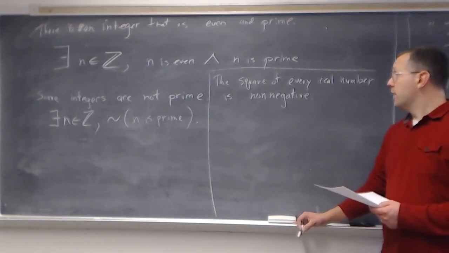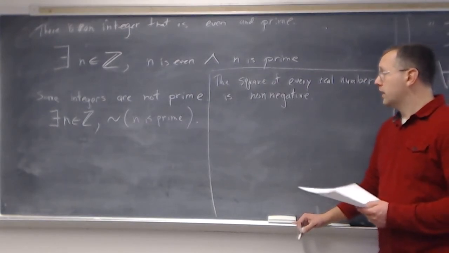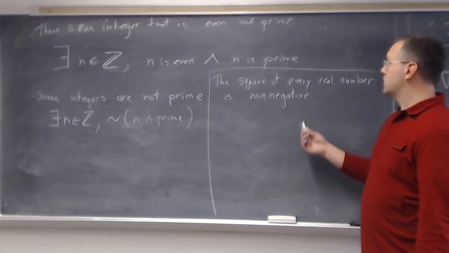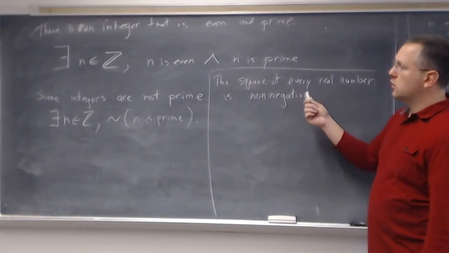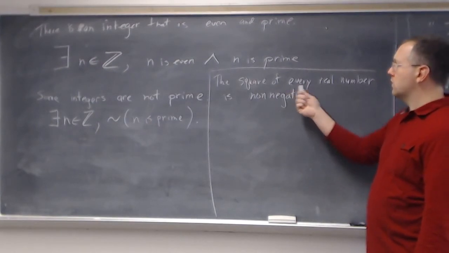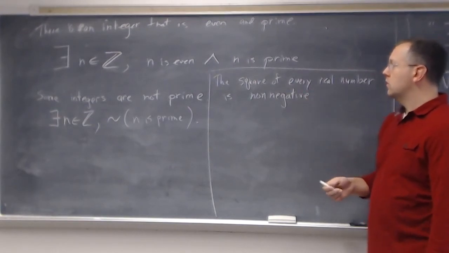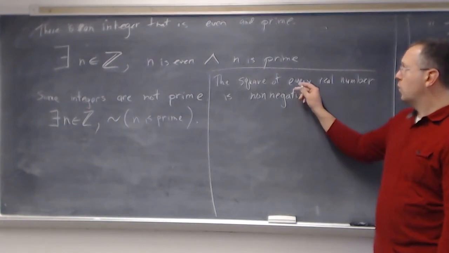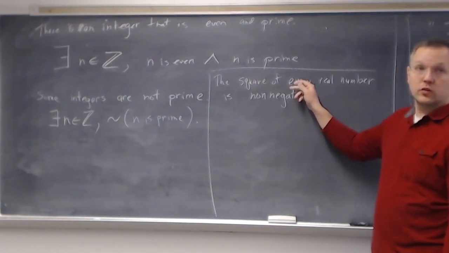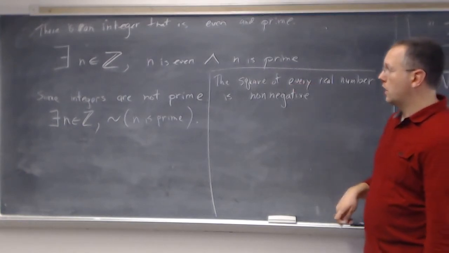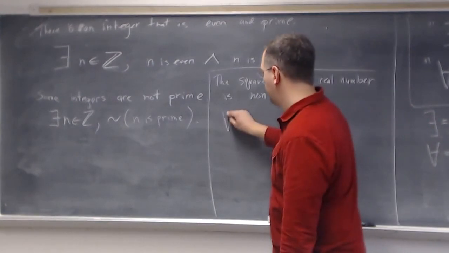The square of every real number is non-negative. So that's a pretty normal sentence. I mean, it's a math sentence, but it doesn't start off with every. But there is this every here. So we're using the universal quantifier here: for every real number, the square is non-negative.